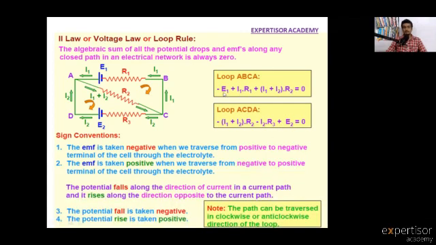So this is the loop law application to any closed path. The sum of all potential drops and EMFs along any closed path in an electrical network is always zero. So this is the loop law and the current law. Finally, these are the Kirchhoff laws.